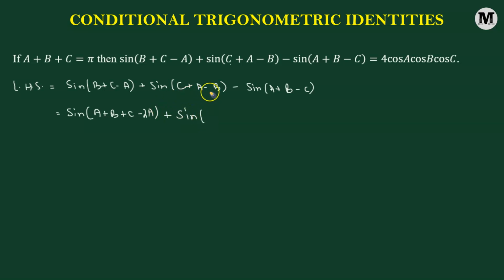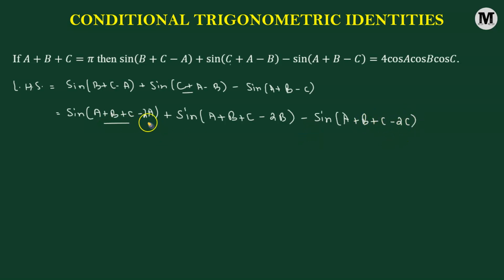Now we'll go to the next term. We have sine of c plus a minus b. Here also to c plus a, we're going to add b, an extra term, such that we get a plus b plus c. And we need to subtract that extra term b from it to get negative 2b. And then finally in the third term, we have negative sine of a plus b plus c minus 2c.